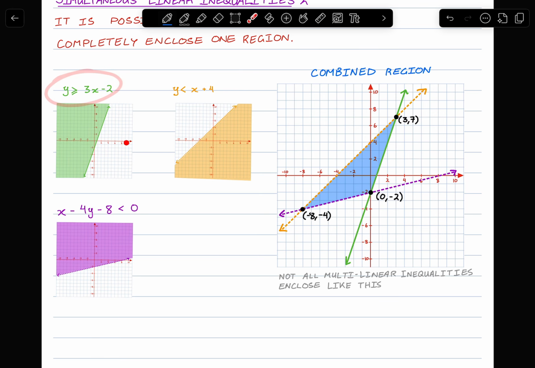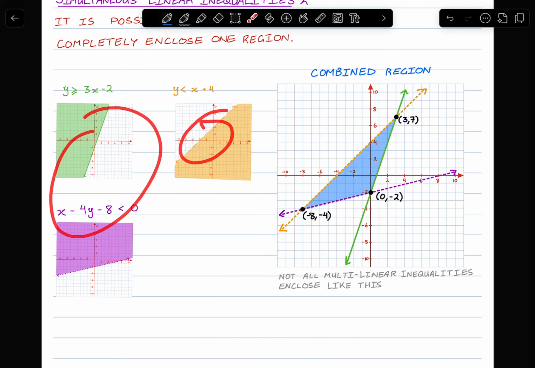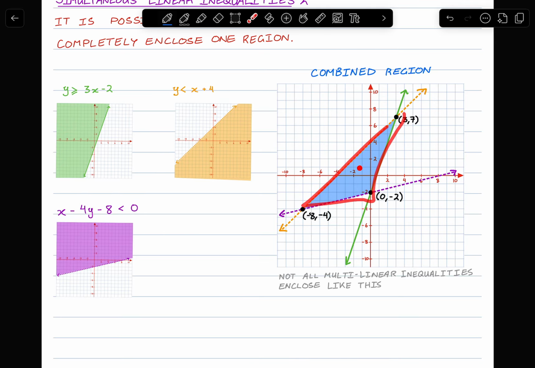So y greater than 3x minus 2, y less than x plus 4, and this one in general form. If we sketch all 3 of them onto the same region, and if we were to test all the different regions, you'll see that it's actually this one in the center.